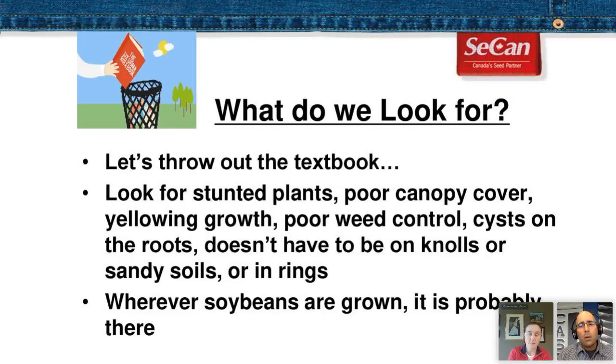Yeah, so I tell people now to throw out the textbook. I think we're far past the textbook because we used to look for sandy knolls. We used to look for rings in the field, that kind of thing. But what we're seeing in Ontario now is that we are actually seeing it on heavier ground. So heavy clay soils will actually show cyst as much as what the sandier soils will show. It's not necessarily in rings anymore. It can be in strips. It can be across a field. It can be in tiny little patches. It can be in huge patches all over the place.